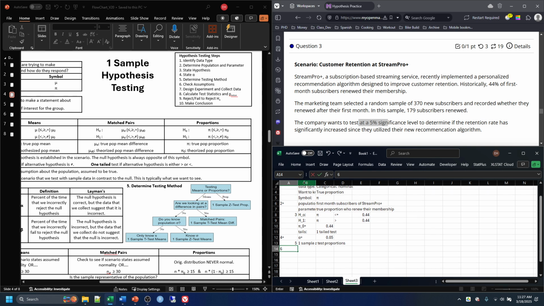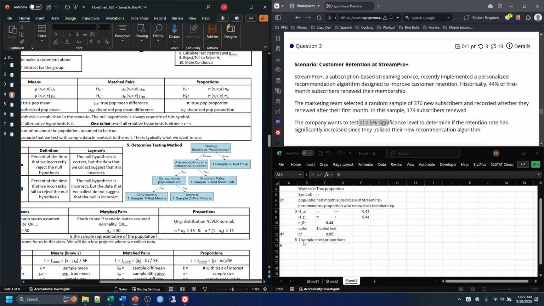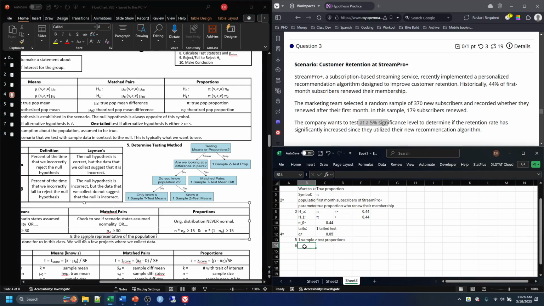We need to do a central limit theorem check. So the central limit theorem check is step 6 right here. For proportions, remember the original distribution is never normal, so we can't get out that way. So what we need to do is take our sample size times our hypothesized proportion. What was our sample size? It says it's going to be 370. We're looking at these new subscribers.